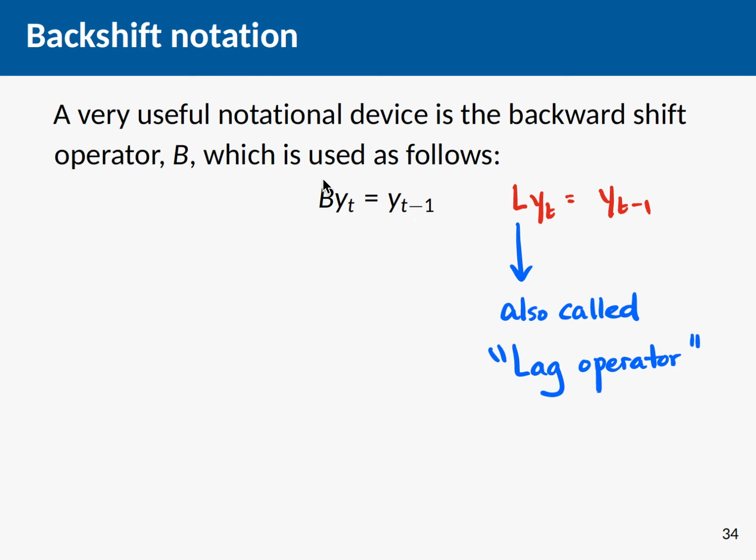In some books, this is also referred to as the lag operator, which is represented by L. So L times yt will give you yt minus 1. You can use whatever you like, B or L, they both do the same thing. One is called the backshift operator, the other is called the lag operator, but they work the same way.